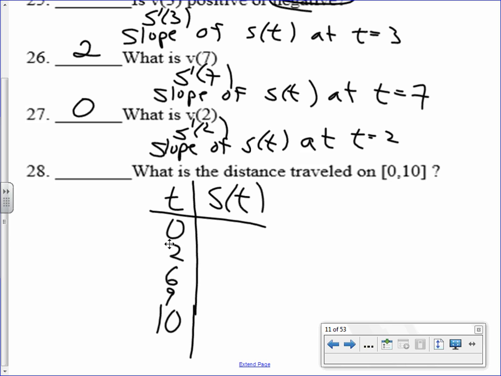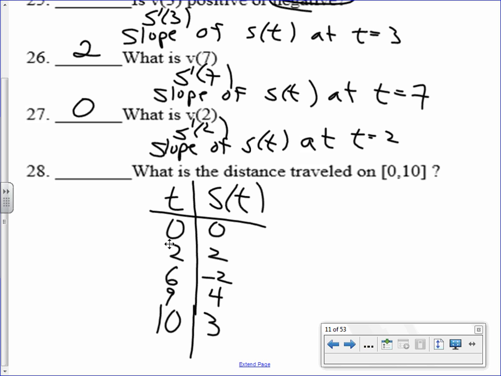Okay, so if you look at your graph at time 0, position is 0. At 2, the position is 2. At 6, it's negative 2. So it's negative 2, 9, 4, 10. Oh, it got kind of cut off on yours. It's supposed to be a 3.